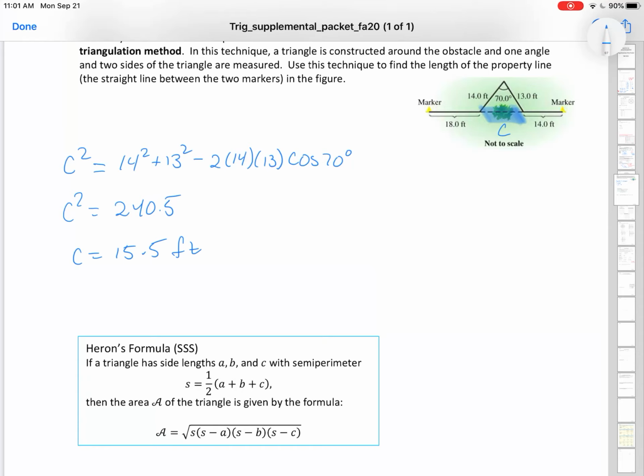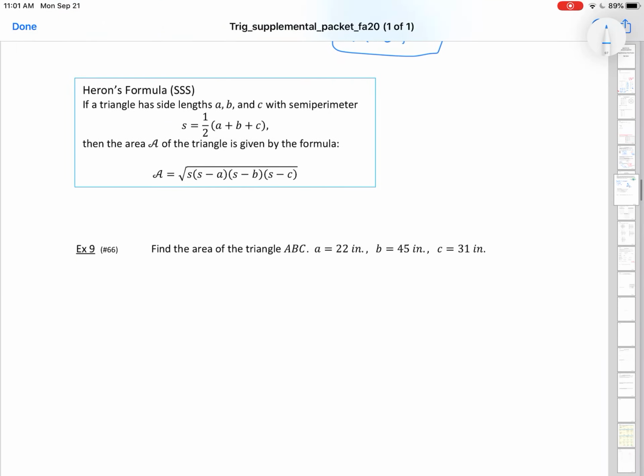Now it says use this technique to find the length of the property line. So the length of the property line isn't 15.5. It's 18.0 plus the 15.5 plus the 14.0. So it's 18 plus 15.5 plus 14, and we get a nice 47.5 feet as an answer to the length of the property line. So make sure you're answering the question that's there.